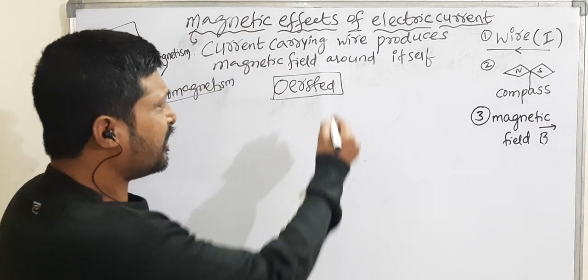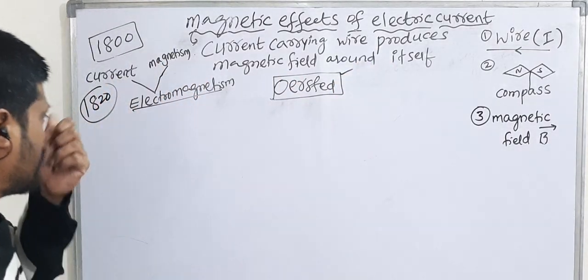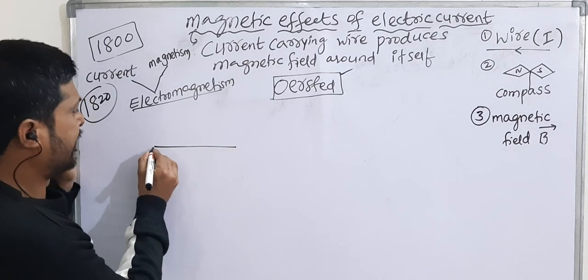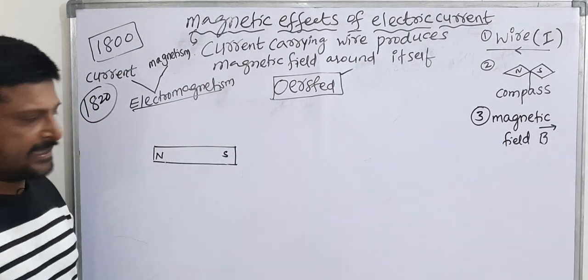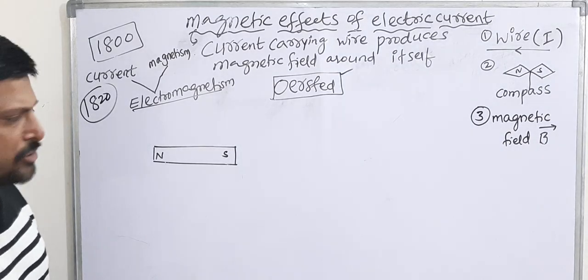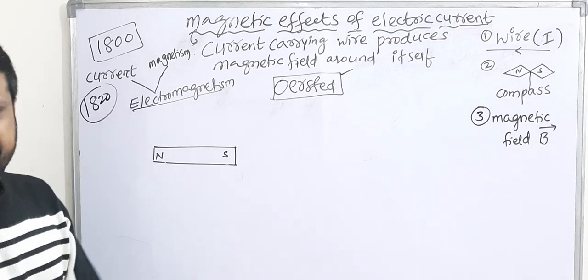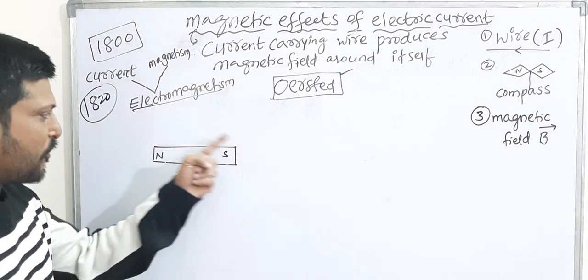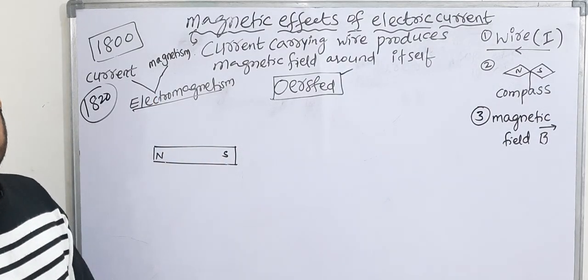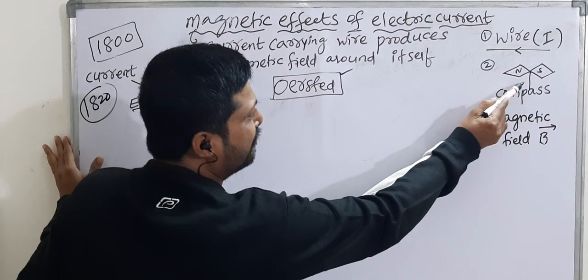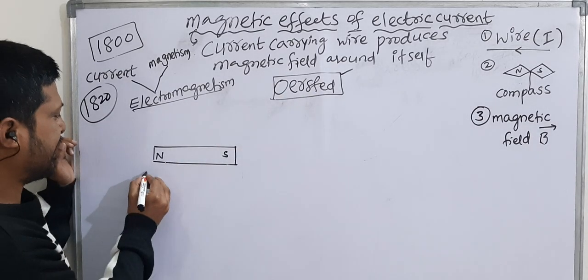Right? First of all, in order to understand this topic, we have to know one thing. It is a magnet, a bar magnet. Around the bar magnet, as you already know, there is a magnetic field. We want to test the magnetic field. In order to test the magnetic field, we need a compass needle. So place the compass needle here.